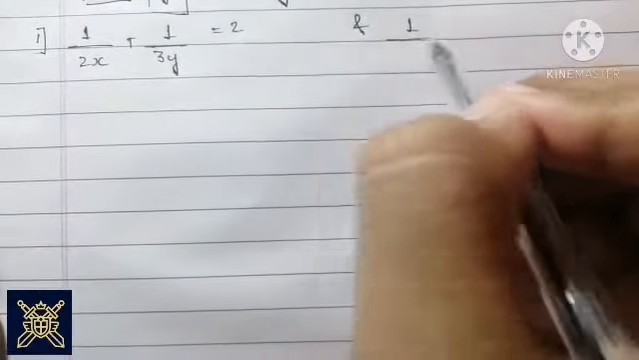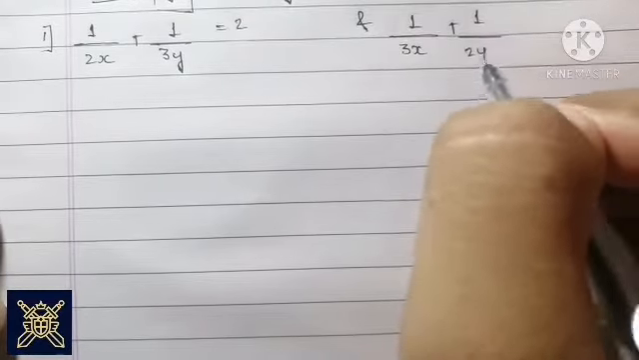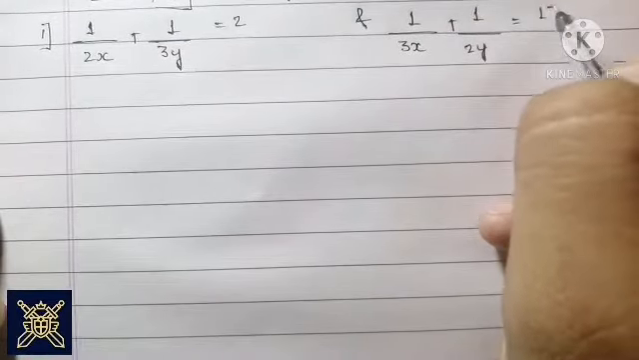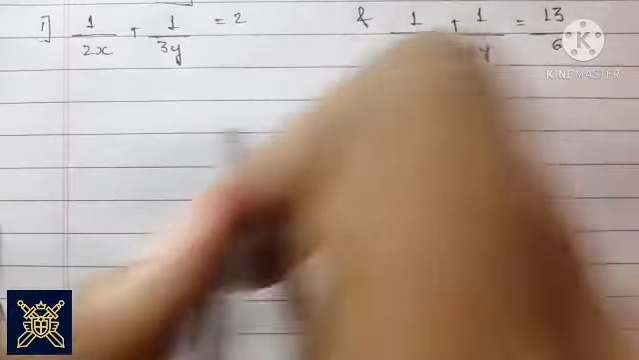So the first question is 1 upon 2x plus 1 upon 3y is equal to 2, and 1 upon 3x plus 1 upon 2y is equal to 13 upon 6. So these are the two equations which you have.